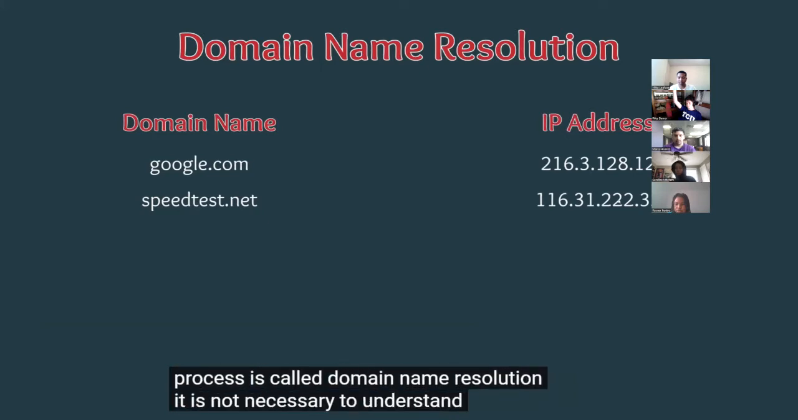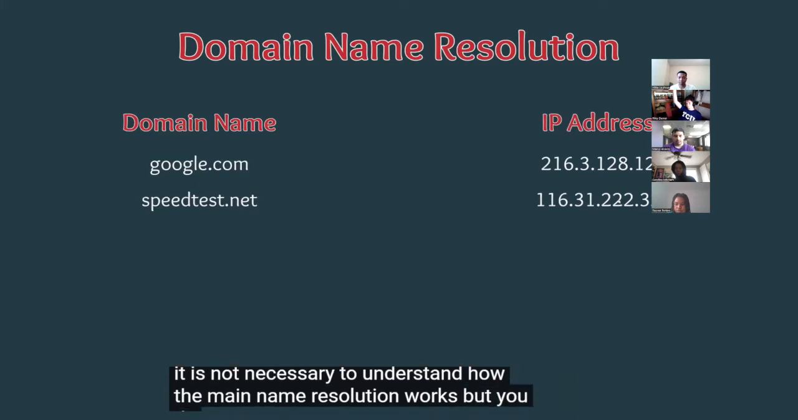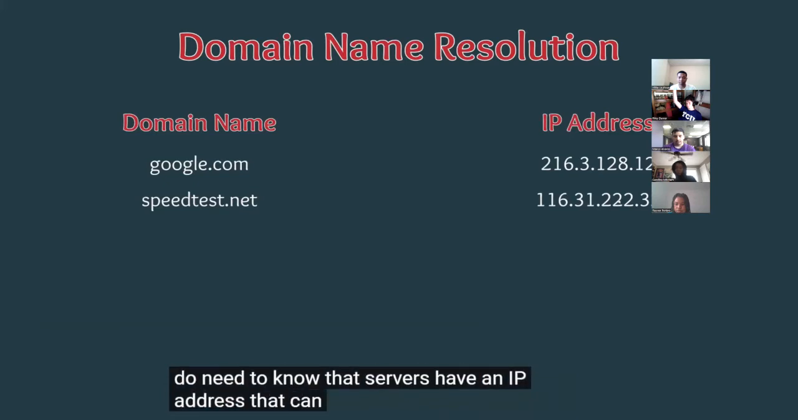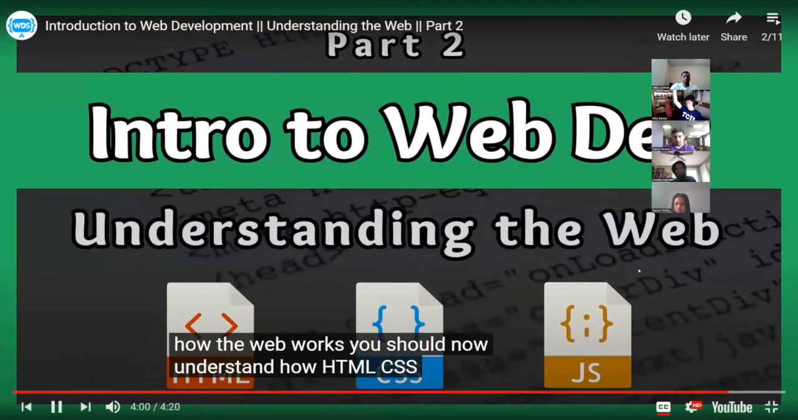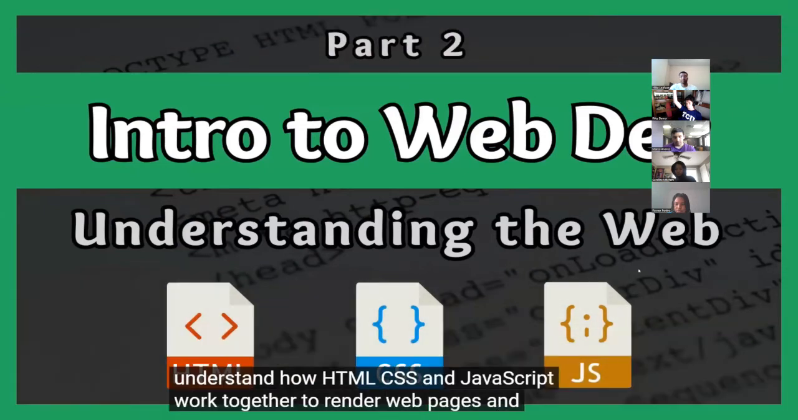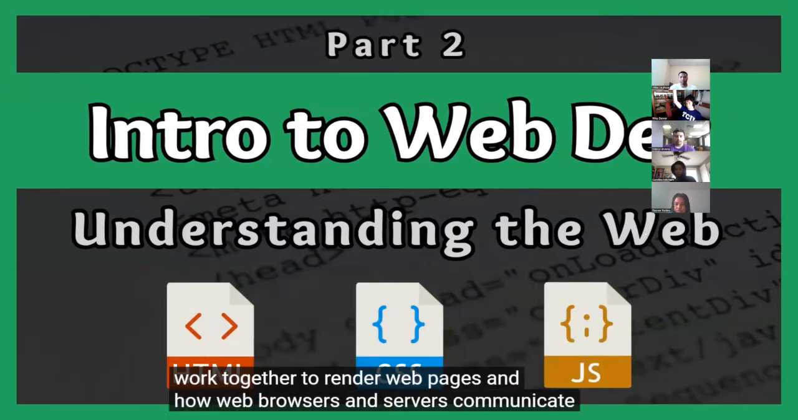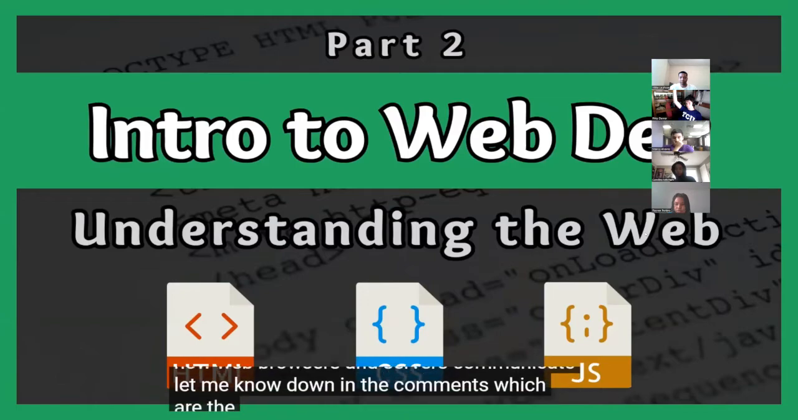It is not necessary to understand how domain name resolution works, but you do need to know that servers have an IP address that can be mapped to from a domain name. This concludes the basics of how the web works. You should now understand how HTML, CSS, and JavaScript work together to render web pages, and how web browsers and servers communicate. Let me know down in the comments which of the 3 languages.